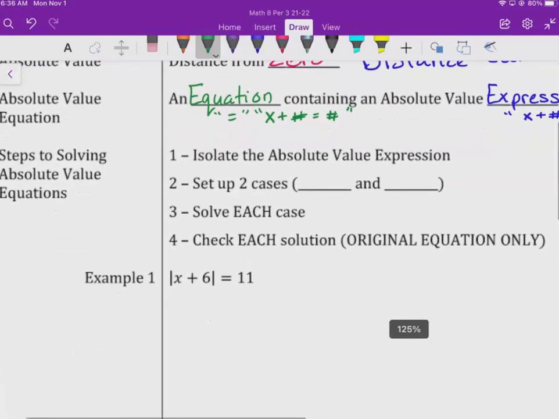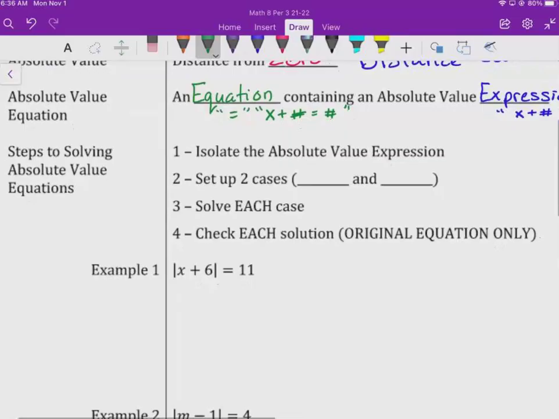I am going to hold up my fingers, and I'm going to make you hold up your fingers 1,000,000 times on this. So hold up your number 1, and I'm watching. Okay, absolute value expression. Number 1, isolate the absolute value expression. So that means get the absolute value expression by itself on one side. 2, hold up your 2 fingers, okay, bunny ears. Set up 2 cases. We're always going to have a positive case and a negative case.